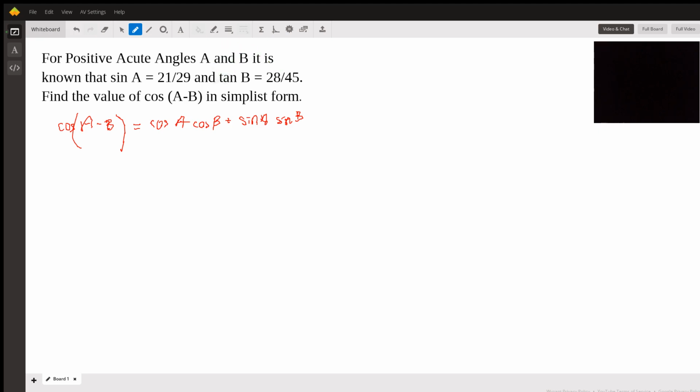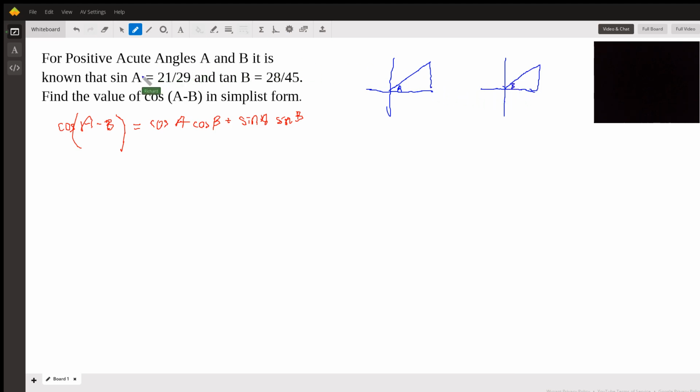And we're told that A and B are positive acute angles. So that means that they're both in the first quadrant. So I'm just going to put A in the first quadrant here. That'll be angle A. And we'll also put angle B in the first quadrant. And we have a nice right triangle for A and a nice right triangle for B.